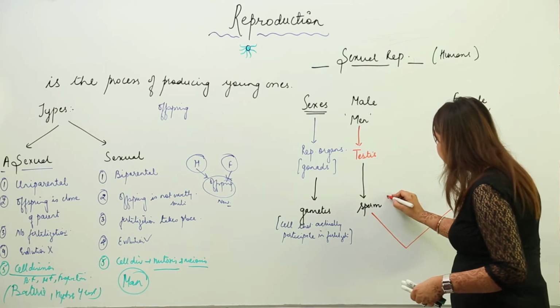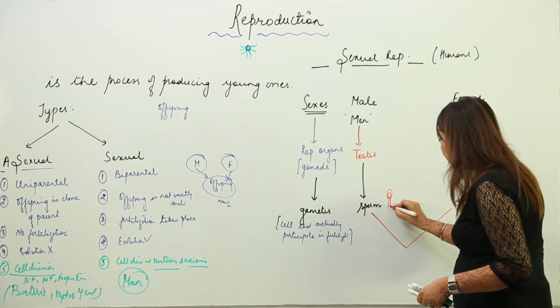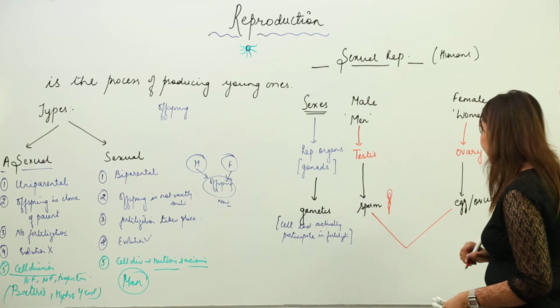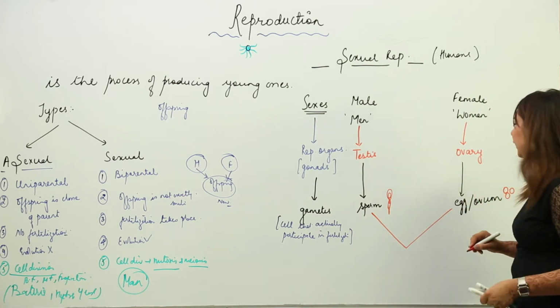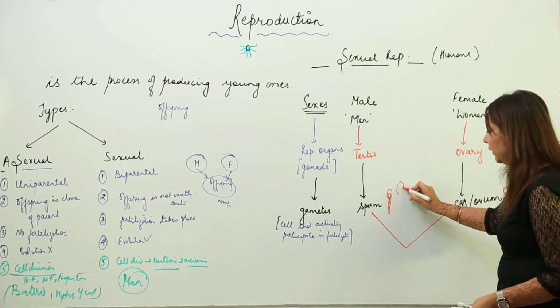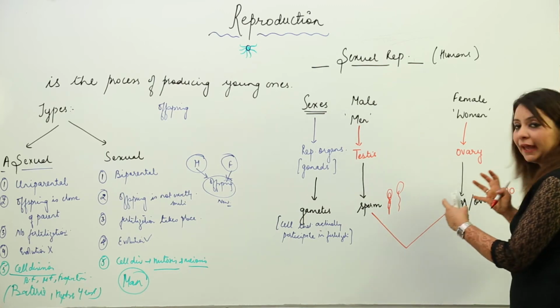Sperm look like this. I am just going to draw it. It looks like this kind of thing, and the egg we know is round. We will be taking the diagram in detail also. As of now, I am just telling you that sperm is like this, or you can make it like this also, and eggs are like this. Now sperms and eggs are going to fuse.